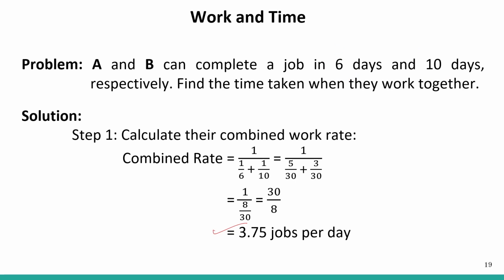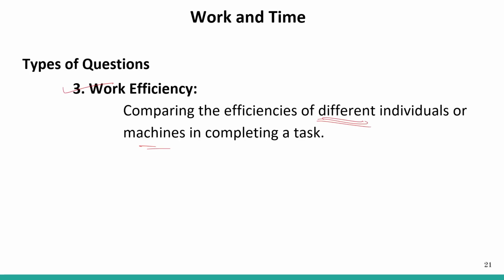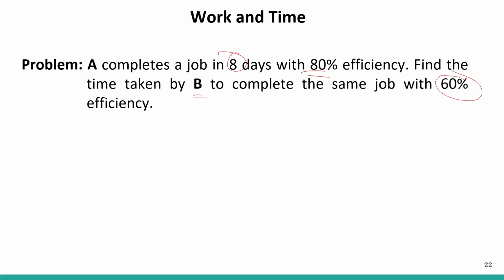What you do is find the time taken, that is time is equal to work by rate, which is equal to 1 by 3.75, which is approximately equal to 0.267, and that is approximately equal to 6 hours and 24 minutes. So work efficiency: comparing the efficiency of different individuals or machines in completing a task.